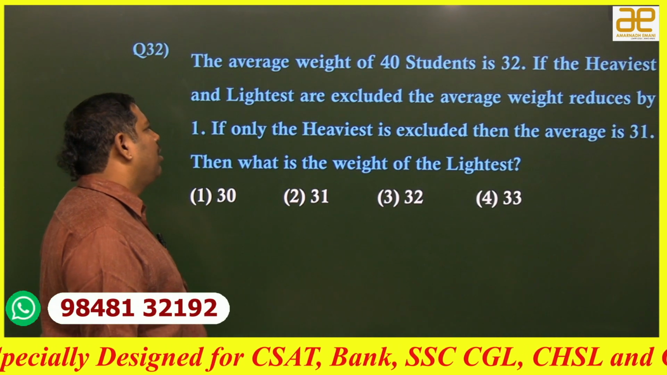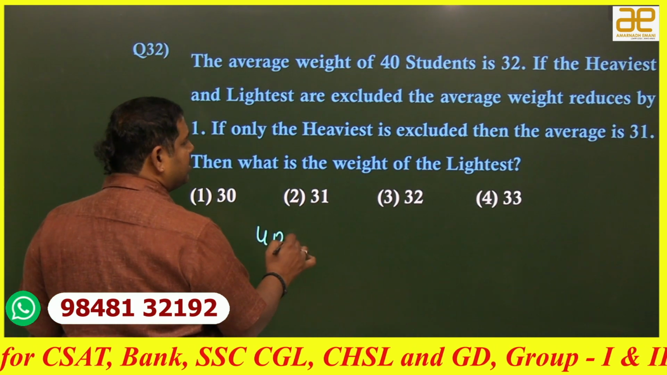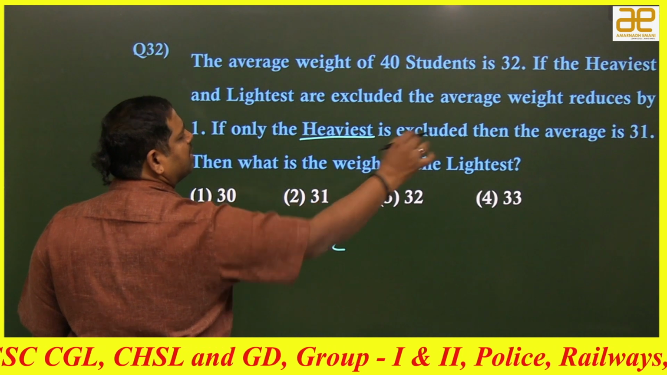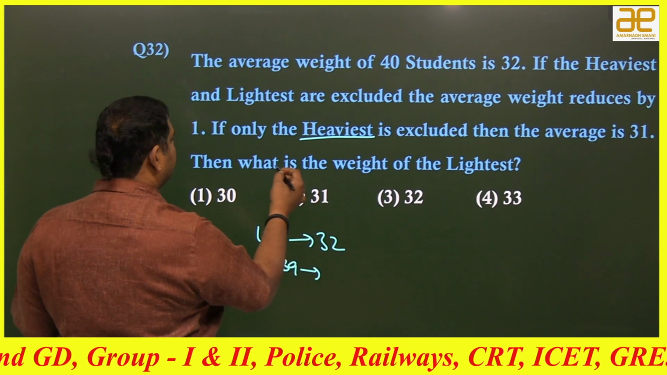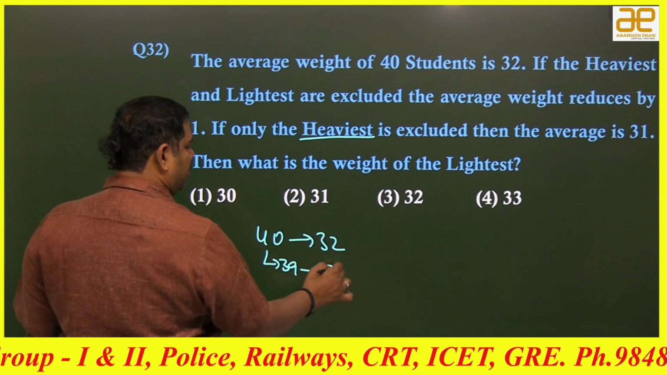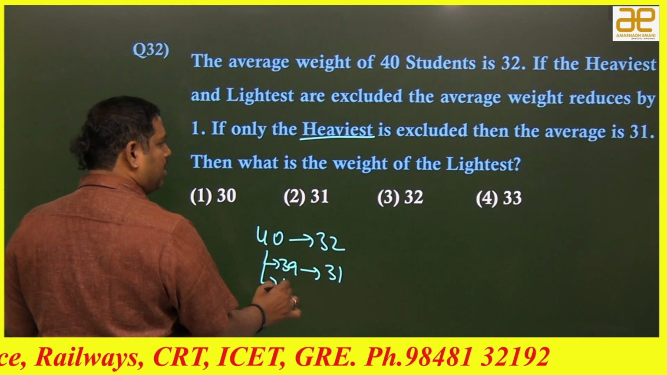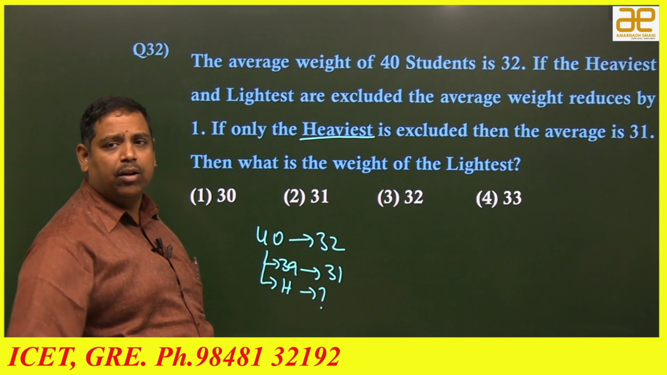Okay. So observe, there are 40 students. Their average is how much? 32. Suppose if only the heaviest is excluded, 39 observations are there. Then the average is how much? 31. Okay. So the heaviest weight I can calculate here. Am I right or wrong?